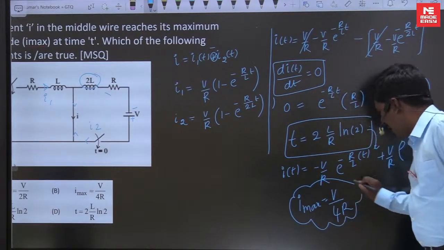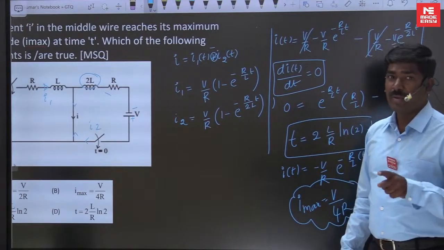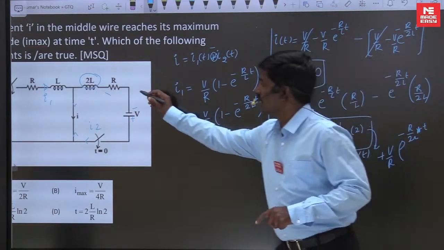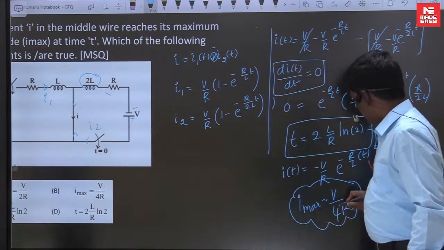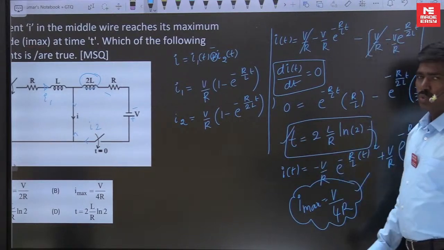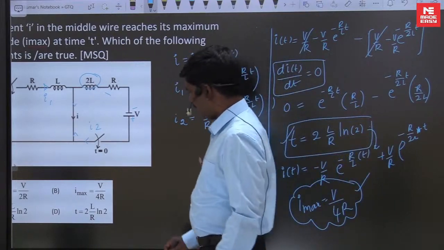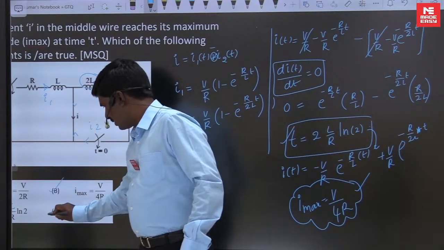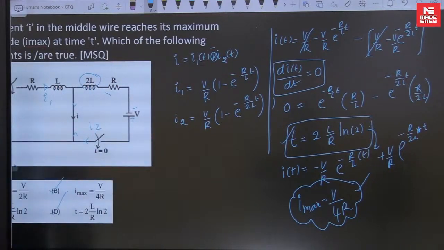Most of the members have given A and C values, but A and C are not correct. Why? Because here R by 2L is there, this is not L, R by 2L is there. The answer is V by 4R, and also T is equal to 2 into L by R log 2. So the answer is B and D. Any doubt in this one? Very good. Kirti is going to B and D. Ashutosh Yadav is going to B and D.